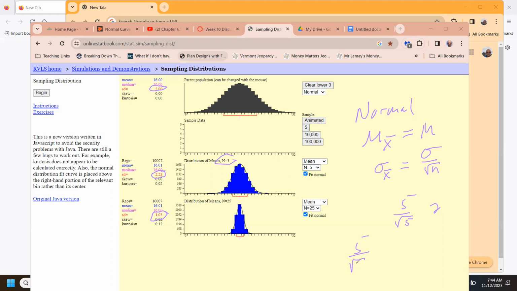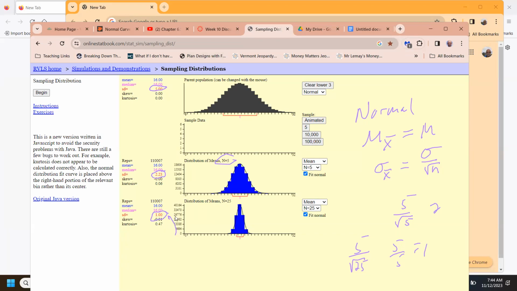Sorry, I haven't changed gears yet. For size 25, that's going to be 5 over the square root of 25, which is a standard deviation of 1, is what theory says. And for these 10,007 samples, it's not quite that much. If I had to do 100,000 samples, it would probably come closer. Well, let's do it. I think I can do it here. Let's grab another 100,000 samples.